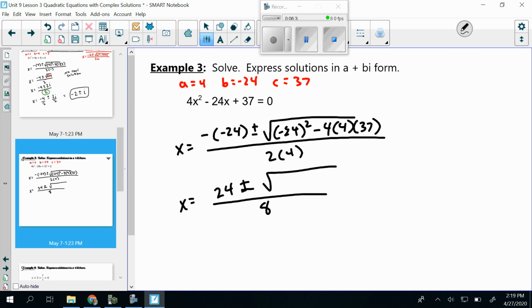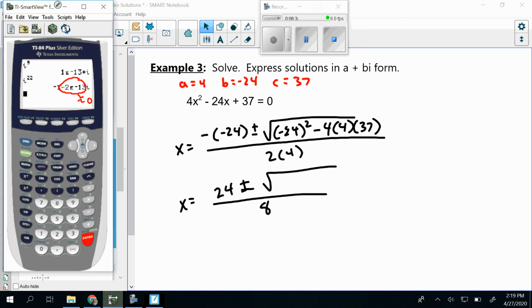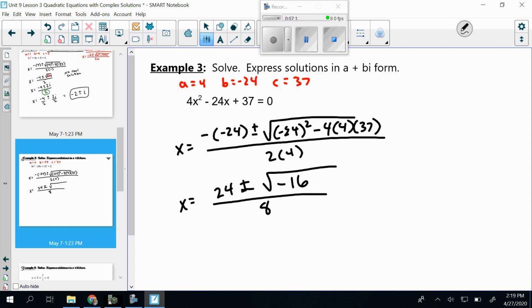So let's take it step by step here and see what we get. Let's find out, what is that going to be? In your calculator, I would go through and do that part first here. So type it in exactly how we have it. Just don't put the square root in there yet. So we got negative 24, and it's important to have parentheses here because we want to make sure the calculator knows the square of the negative part of that. Minus 4 times 4 times 37. And what we see is we end up getting negative 16 for this.